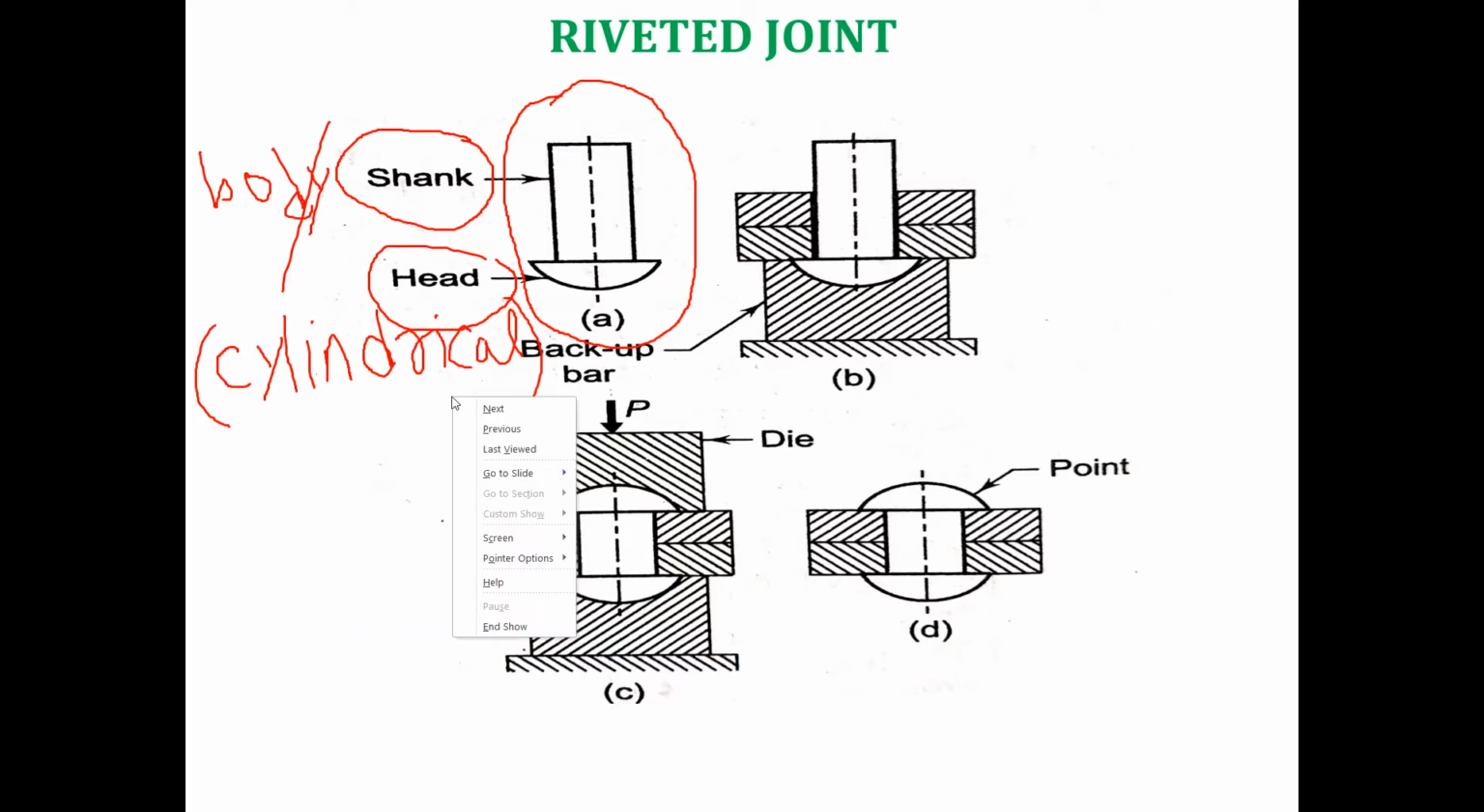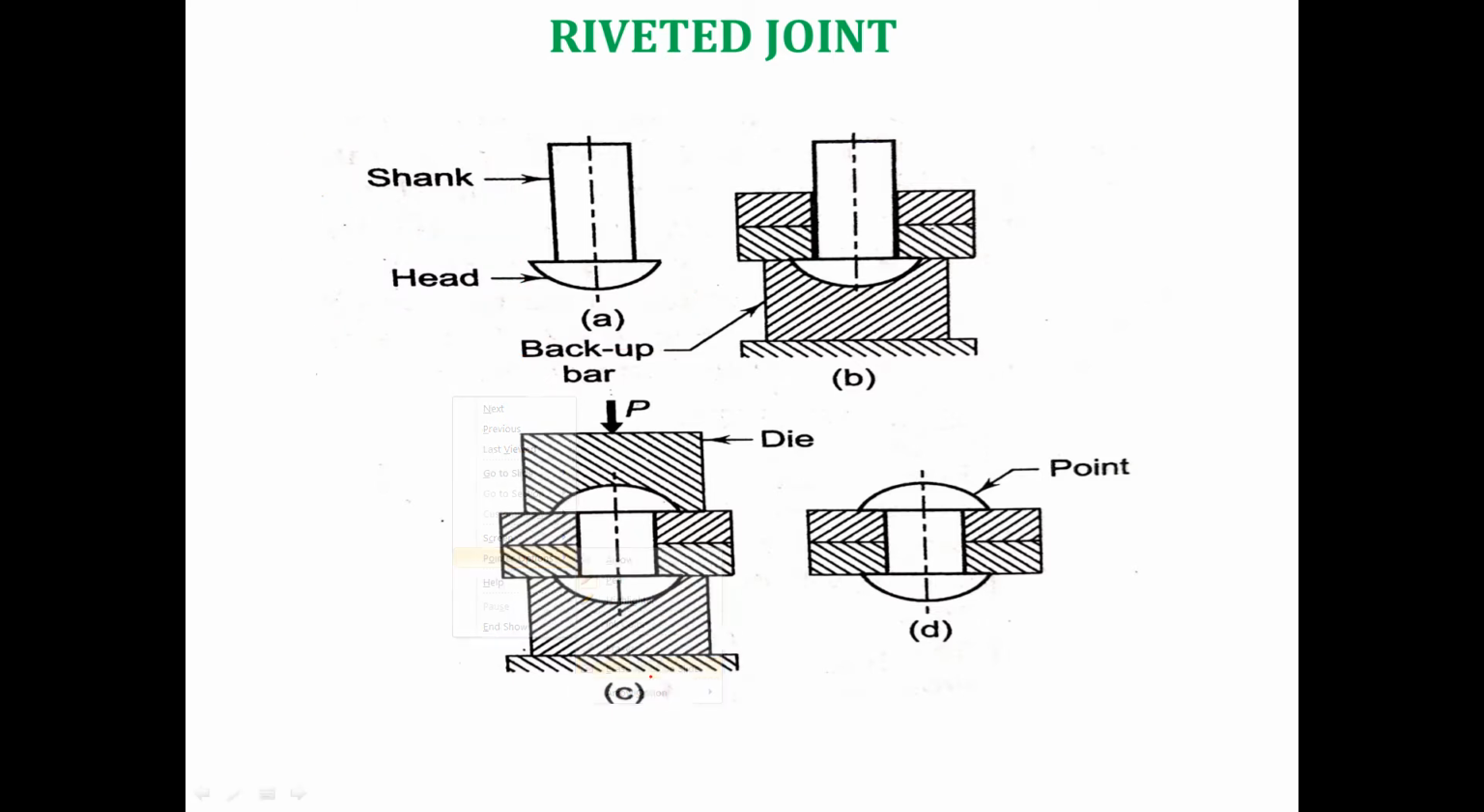This is your point. That means this is the end portion of the shank. On this end portion of the shank, again you have to place a head. Then only your joint will be a closed joint. If you don't place a head at the end portion of the shank, your joint will be an open joint. Then chances of failure will increase.